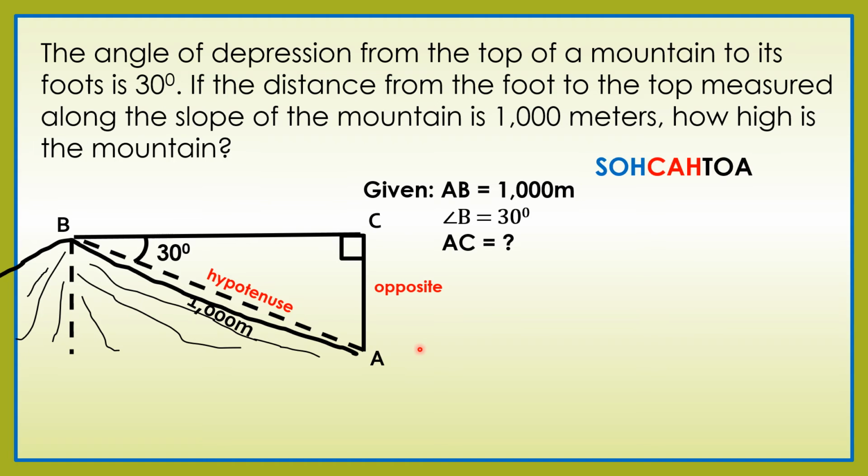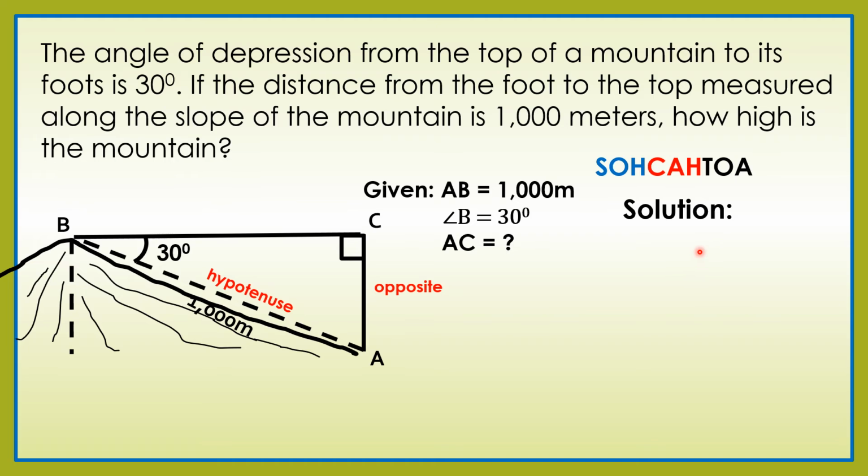So, let us use yung SOHCAHTOA. Sa SOHCAHTOA, since ang given natin dito ay opposite and hypotenuse, ano yung pwede natin gamitin dito? SOH, CAH, or TOA? So, we're going to use yung SOH. That is, sine is equal to opposite over hypotenuse.